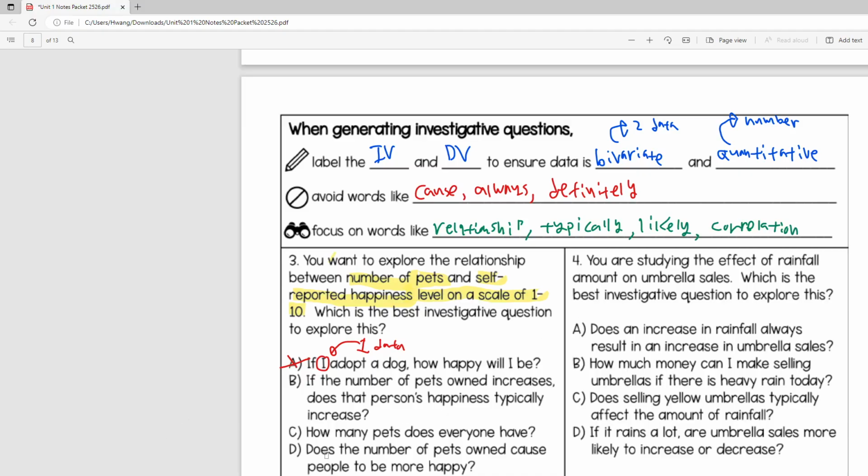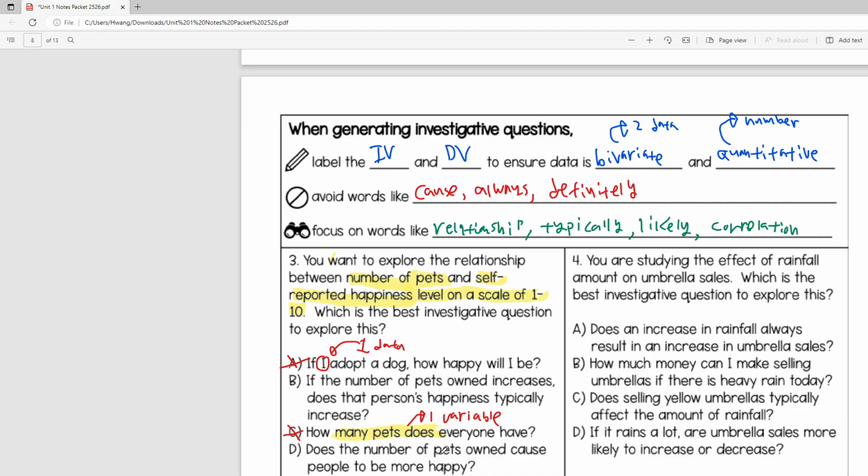How many pets does everyone have? Okay, guys, how many variables do I have here? How many pets does everyone have? Here, I only have one variable. Therefore, that is not a good question, because how many data do I need? Two data.